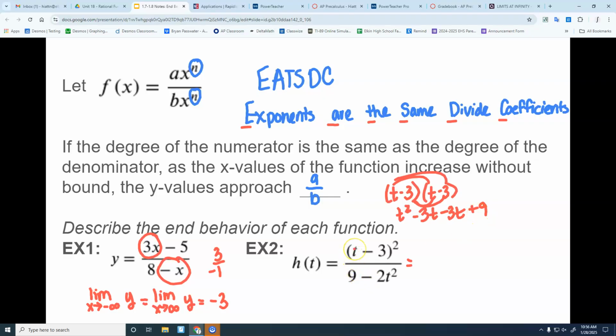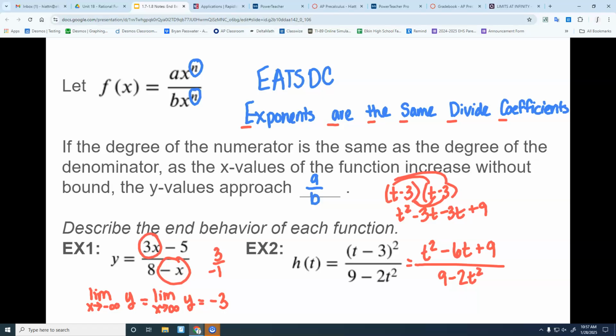So I square the first term. T squared is t squared. Then you need to multiply these two together. T times negative 3 is negative 3t. And double it. Double it means to multiply it by 2. So that will give you negative 6t. And then you square the last. So negative 3 squared is positive 9. So I want you to be able to do those in your head if you can. Although I would rather you be slow and correct than fast and wrong. So if you need to write it out, that's fine. And then we got 9 minus 2t squared.